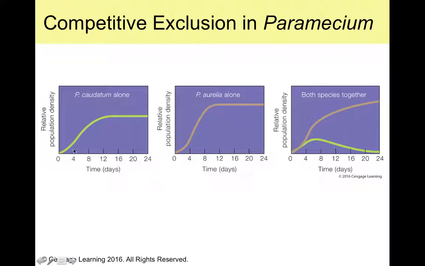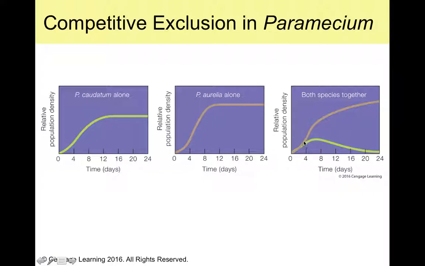So here's a cool example of this in paramecium. This is the population density over time. So you put the paramecium species, caudatum, in the water, and it makes more and more and more and more and more, and it grows to carrying capacity. You take Aurelia, you put it in the water, and it grows and grows and grows, gets to carrying capacity, and it hangs out. So you put both together.